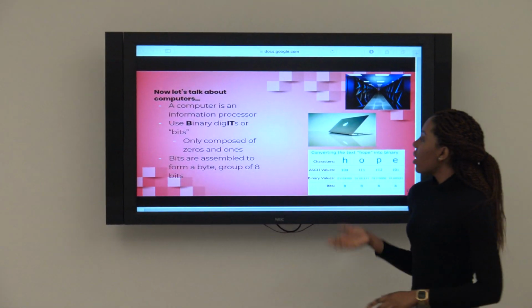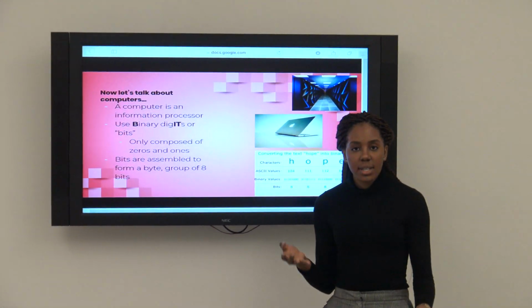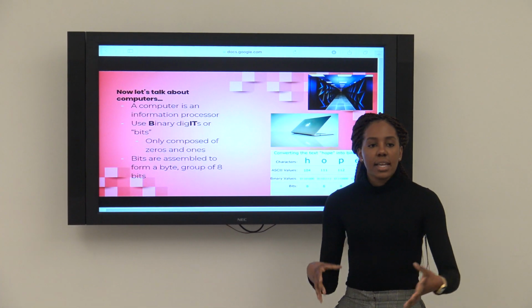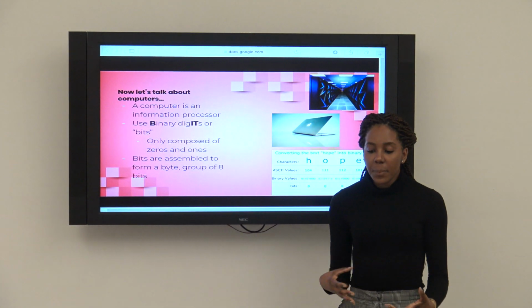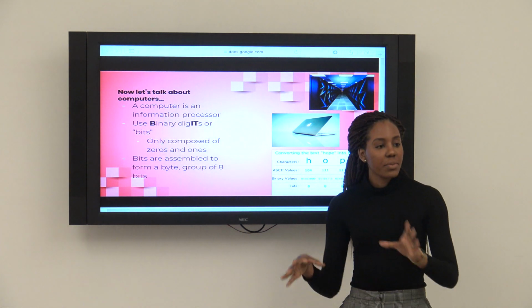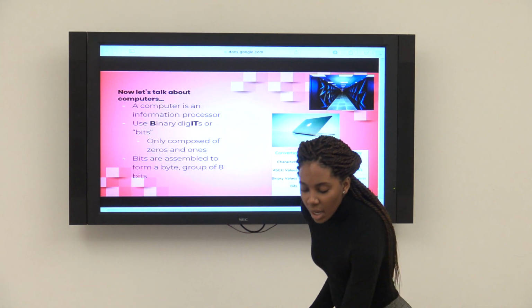So finally, the computer. A computer is an electronic machine that processes information, so it's an information processor. It takes in raw information as data, and it stores it until it's ready to work on it, and then it chews on it, works on it for a bit, and then it releases some results for us to use.